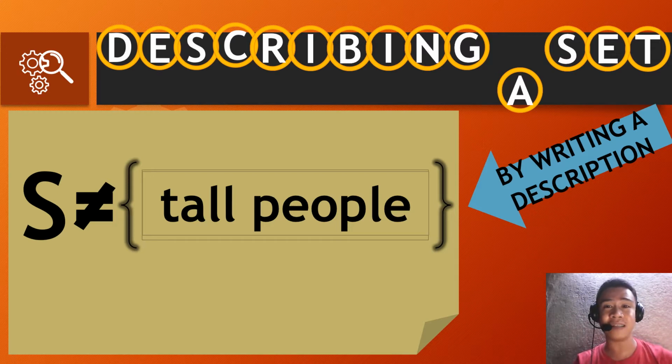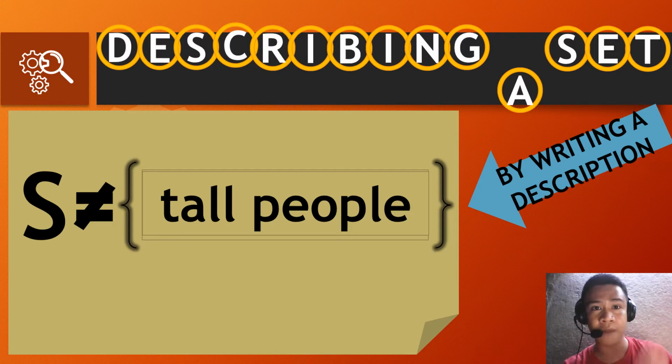Tall people is not a set. Why? It is because people tend to disagree about what tall means. There is an ambiguous and not clear description of what tall people is. Therefore, it is not a set.